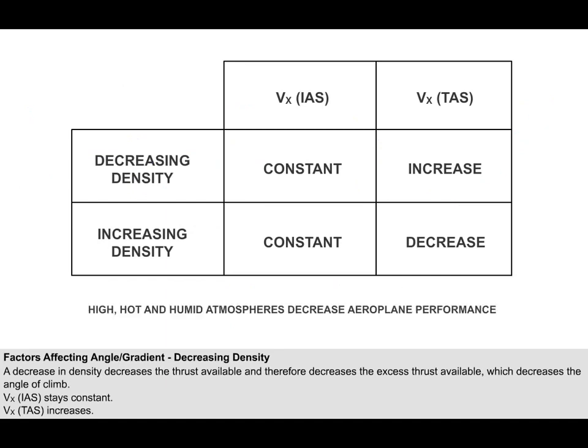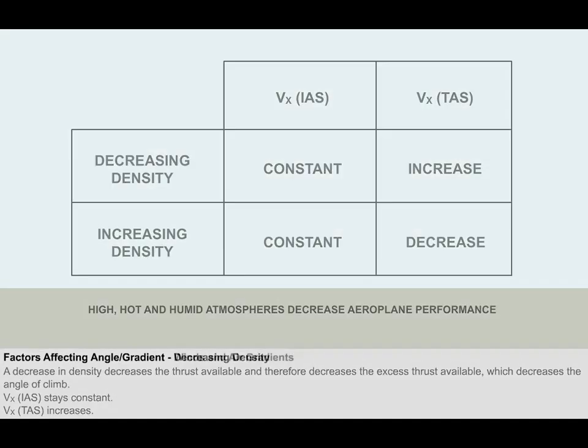The most notable and testable part of the effect of density on the angle of climb will be through altitude. As the altitude increases, density will decrease and the angle of climb will steadily decrease. You will recall from an earlier lesson that high temperatures and high humidity also decrease air density and decrease aeroplane performance. The next factor that affects the climb angle is the wind.